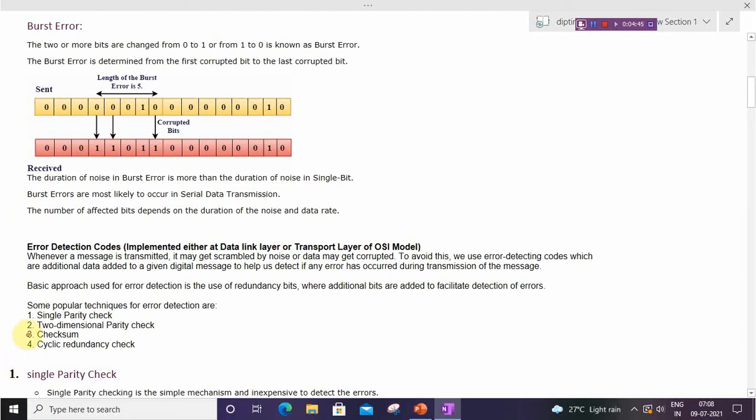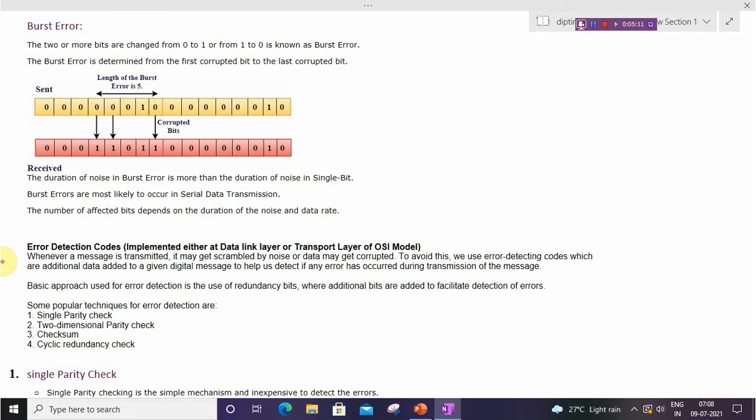And the next is error detection codes. Error detection techniques are implemented either in the data link layer or in the transport layer of the OSI model. Whenever a message is transmitted, it may get scrambled by noise or data may get corrupted. Means the data is affected by noise or the data can be corrupted.